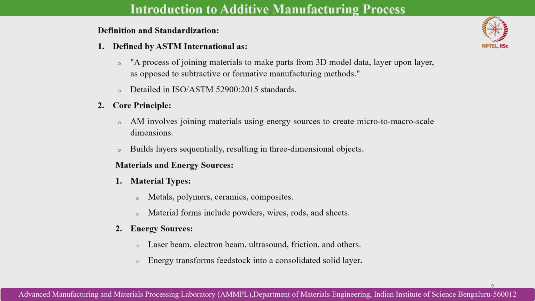So then what is additive manufacturing? Additive manufacturing is a process of joining materials to make parts from 3D CAD model data layer upon layer, as opposed to subtractive or formative manufacturing methods.